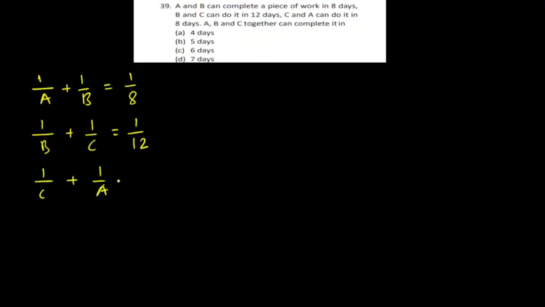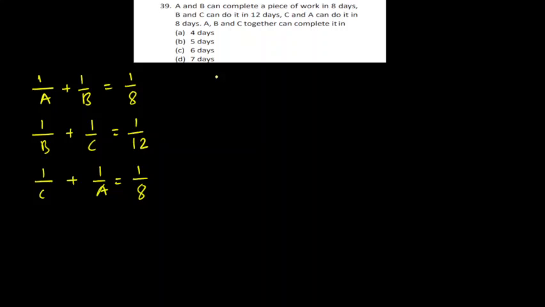So let's solve this problem. You can see on the screen this problem that came in the AFCAT exam. They have given that A and B can complete a piece of work in 8 days. So you need to quickly write down 1 over A plus 1 over B equals 1 over 8. B and C can do it in 12 days, so you write 1 over B plus 1 over C equals 1 over 12. In a similar manner, 1 over C plus 1 over A is going to be equal to 1 over 8.